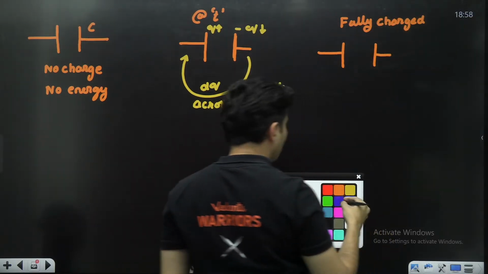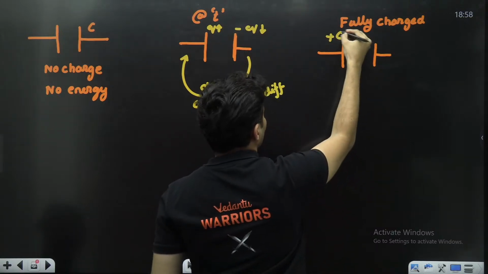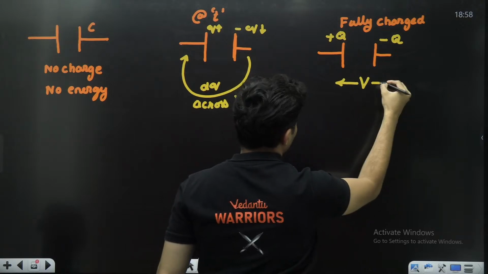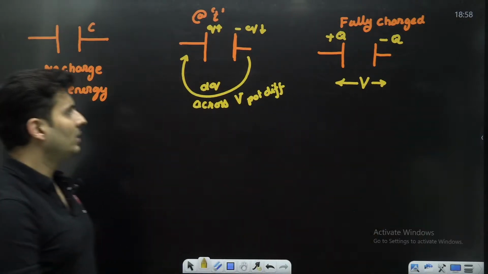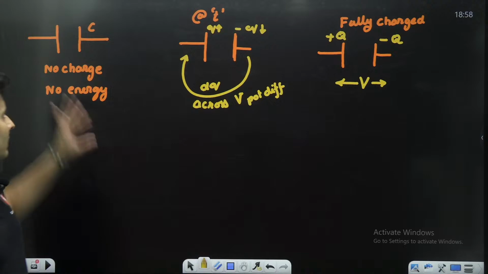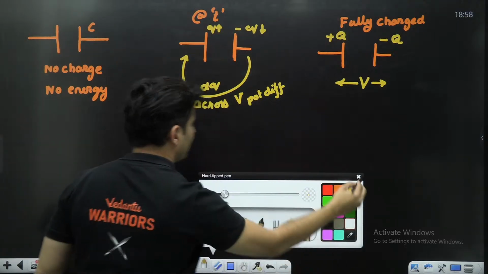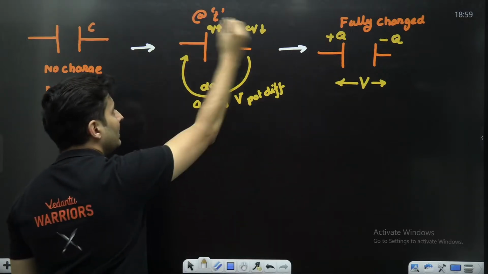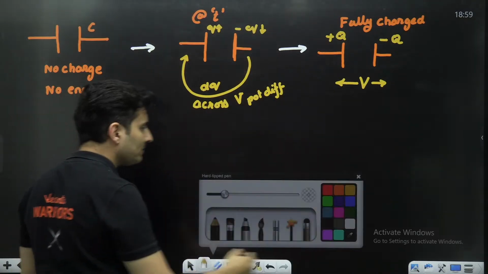And the final charge on the capacitor, here it is plus Q, here it is minus Q. And the total voltage difference is capital V. This is the process of step by step charging the capacitor from here to here to here. Let's talk about this particular scenario.